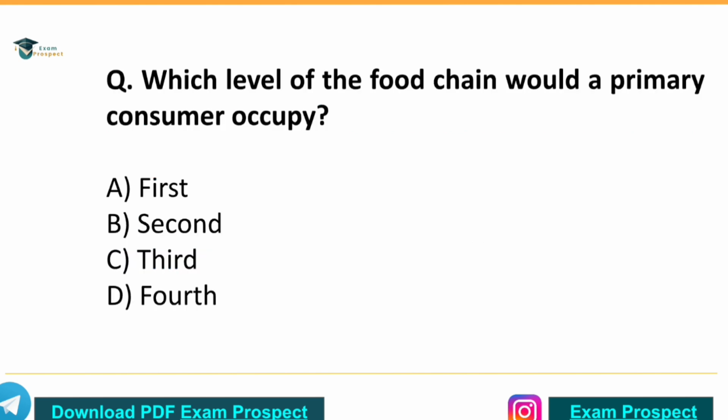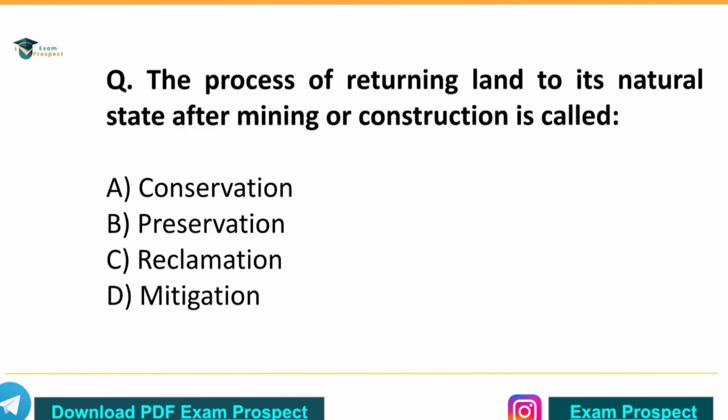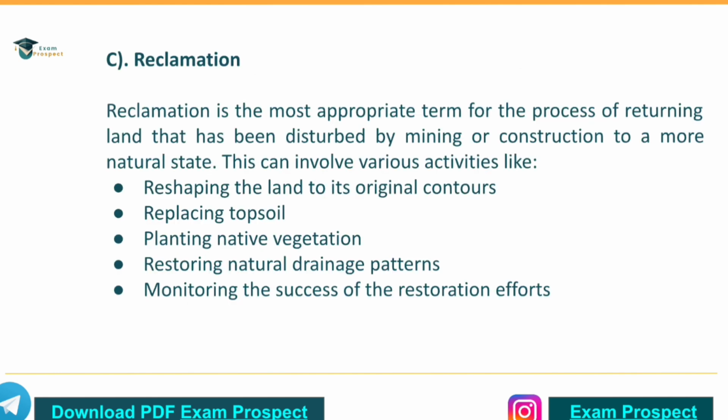Next question, which level of the food chain will a primary consumer occupy? Correct answer is option B, second. Next question, the process of returning land to its natural state after mining or construction is called? Correct answer is option C, reclamation.